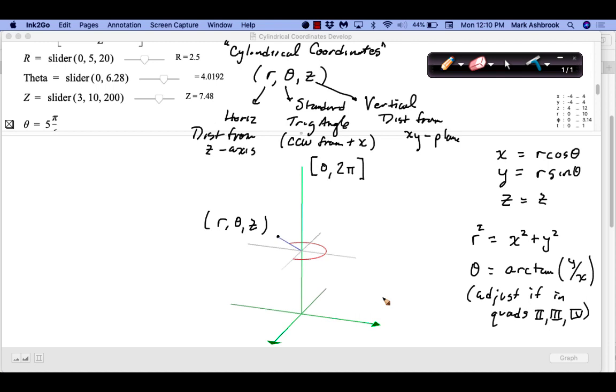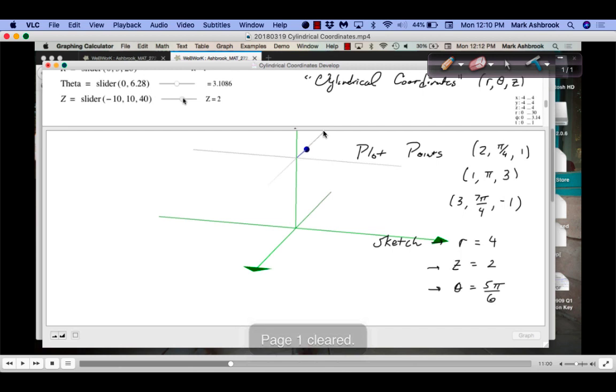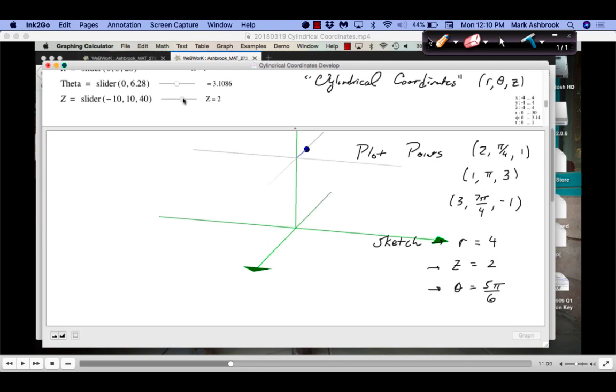Okay, any questions? So like I said, it's not really anything new. So let's work on this. I want you to practice. Plot the points (2, pi over 4, 1), (1, pi, 3), (3, 7 pi over 4, negative 1). And then sketch these. What would the sketch of r equals 4 be? Z equals 2, theta equals 5 pi over 6.